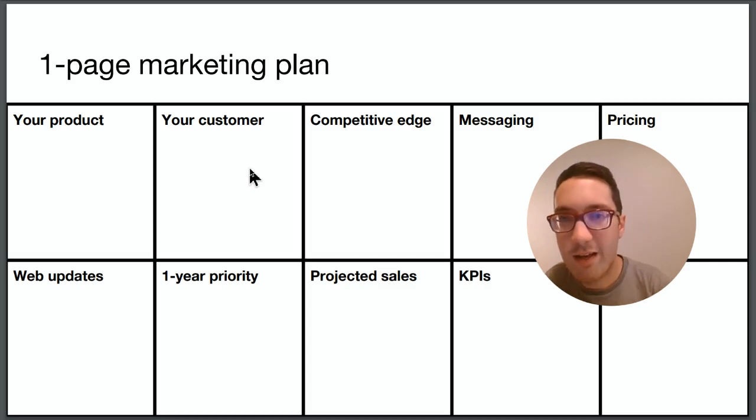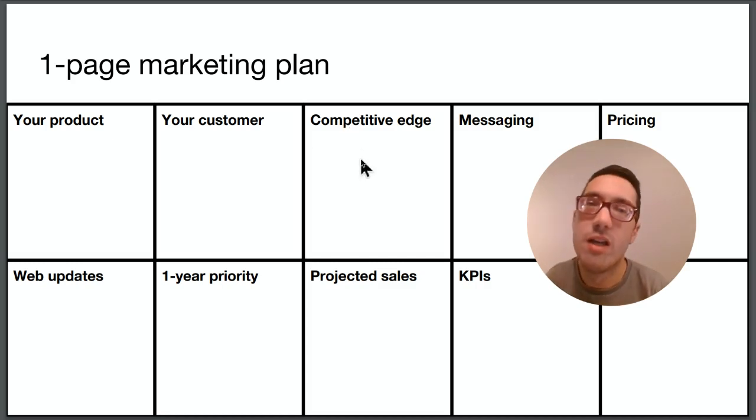Next one, competitive edge. Why should somebody choose you over a competitor? So consider what your blue ocean strategy is. And if you haven't read Blue Ocean Strategy, check out that book. It is a fantastic way to figure out how to differentiate from others. But what is it that sets you apart from everyone else?